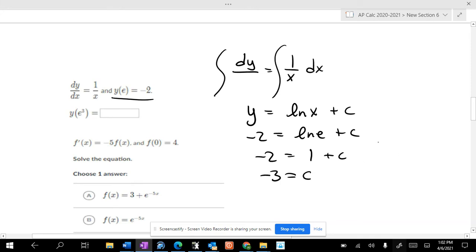Okay? So then, what's y at e to the third? So y equals the ln of e to the third minus 3. Well, what's the ln of e to the third? 3 minus 3 equals 0. Okay.